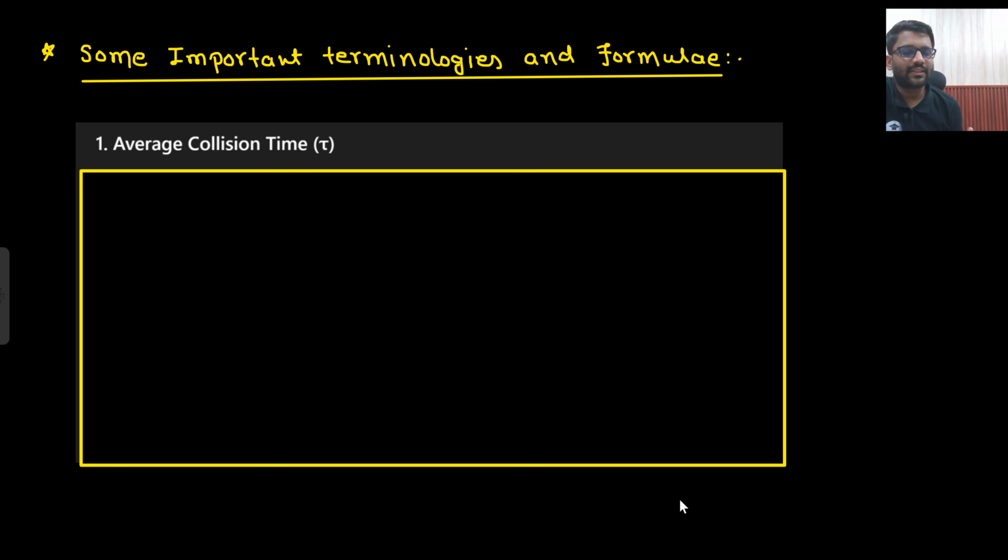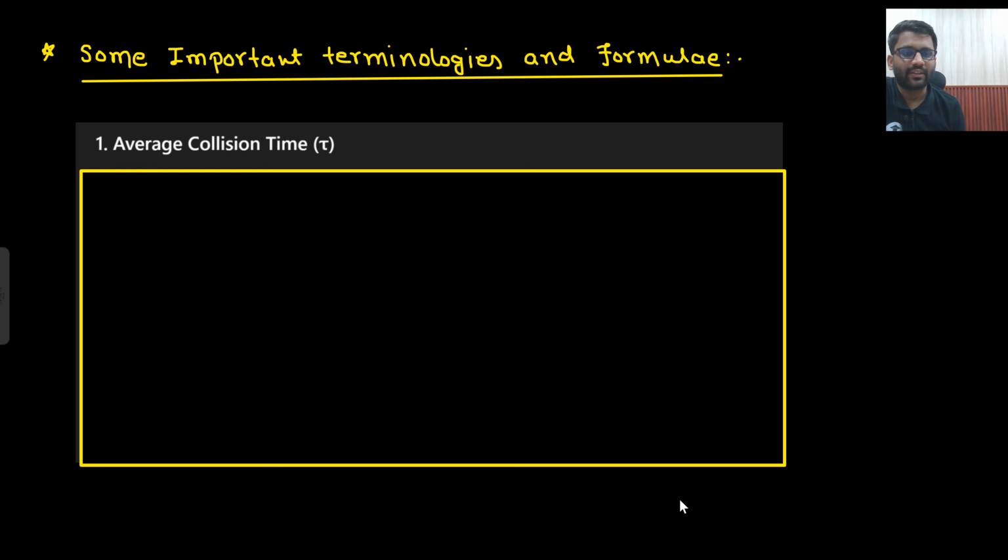So now we are going to see some basic terminologies. Whenever you see a particular question based on semiconductor physics, these terms will be used again and again, like average collision time, effective mass, mobility, drift velocity, drift current density. So these terms will be introduced again and again. We will see the basic meaning of these terms and we will see the formula of these terms. Okay. So the first one is average collision time.